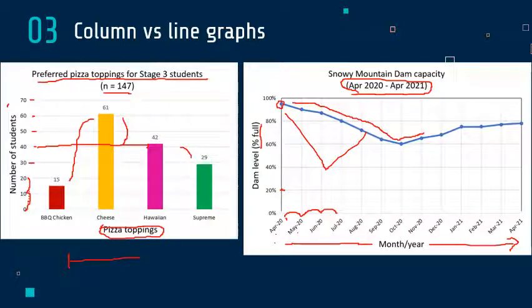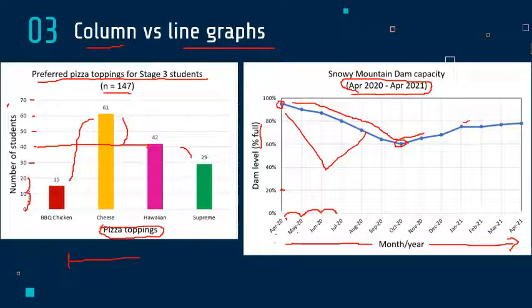So it gets all the way down to 60%, and then it starts to increase again as we go through November, December. So maybe they had less rainfall in these months, and it kind of caught up with them when they got to October, but then started to have more rain through October and so on. It kept on increasing. So that's when to use column and line graphs.